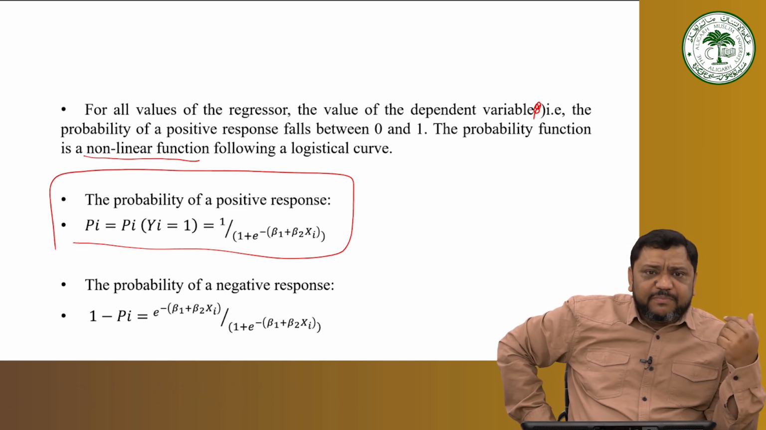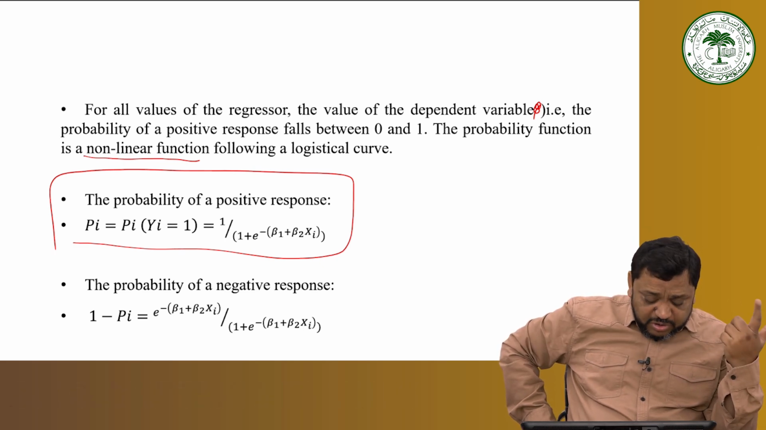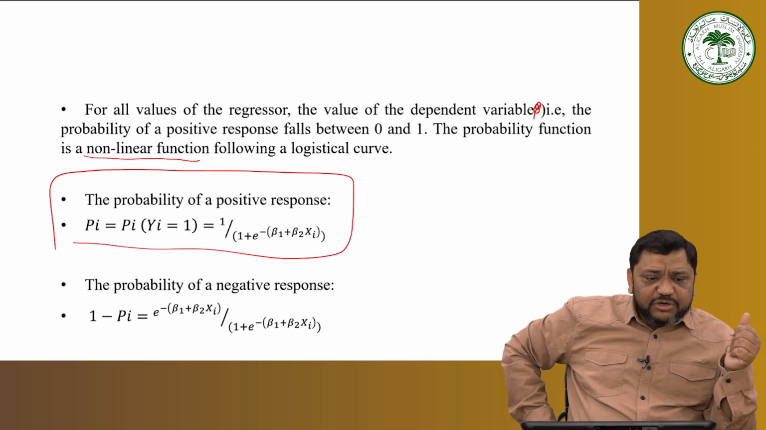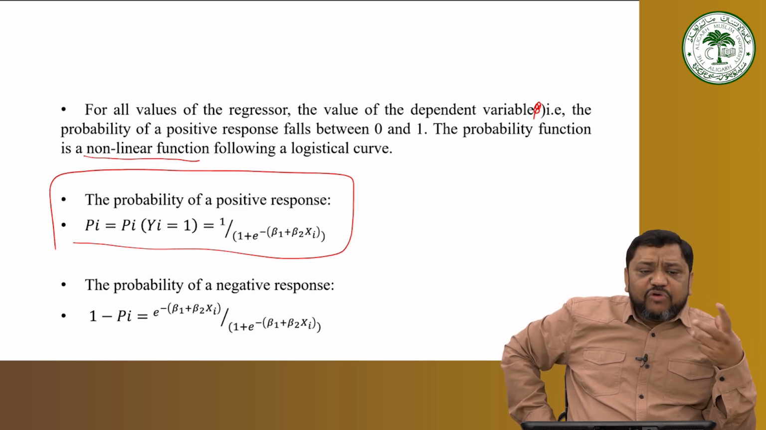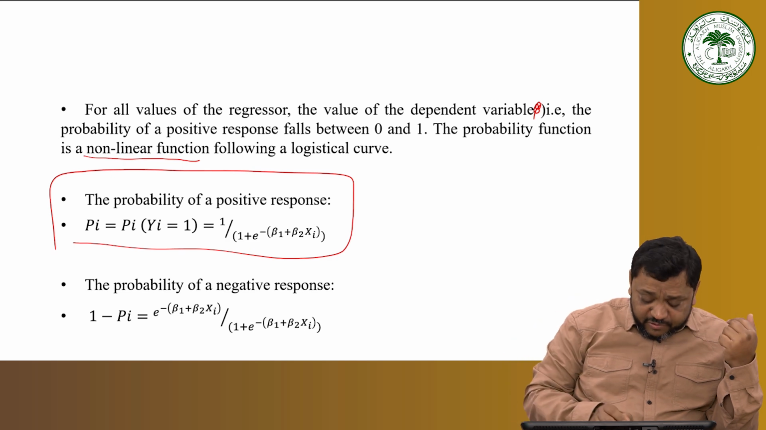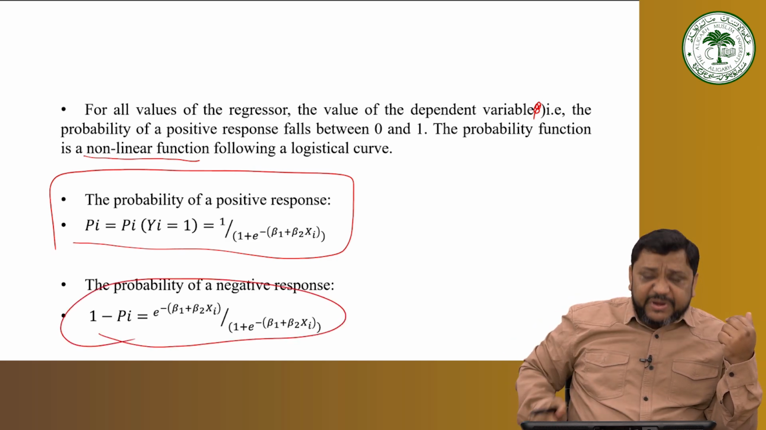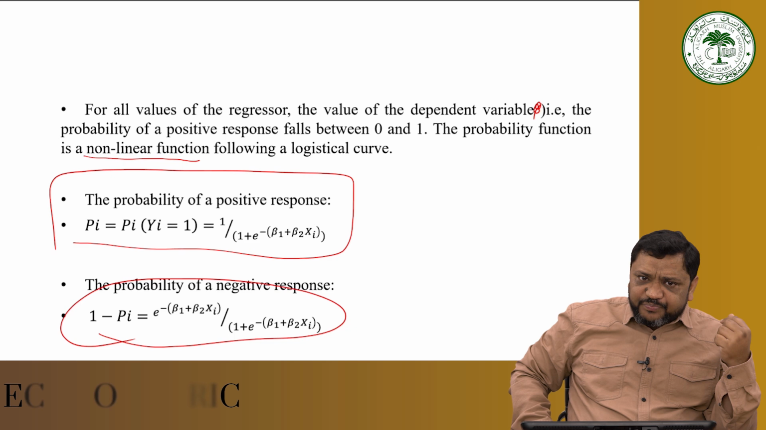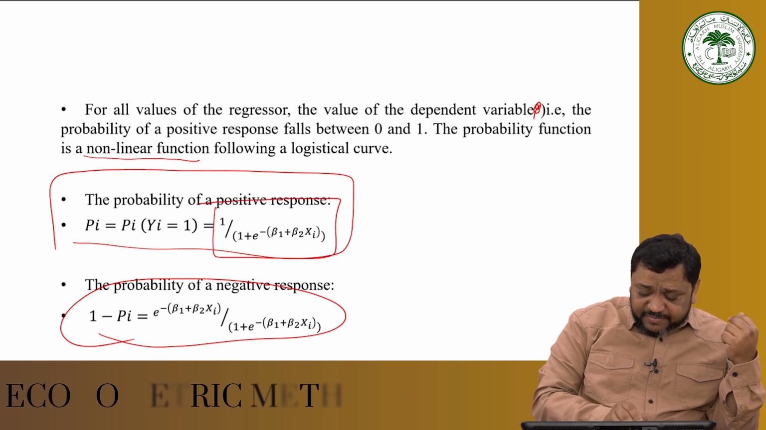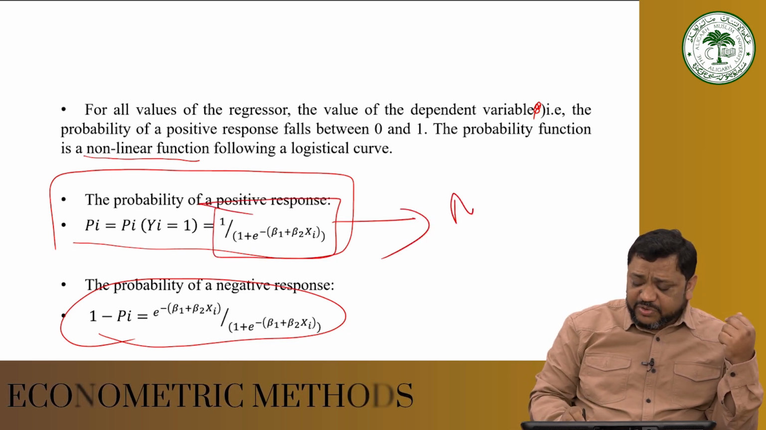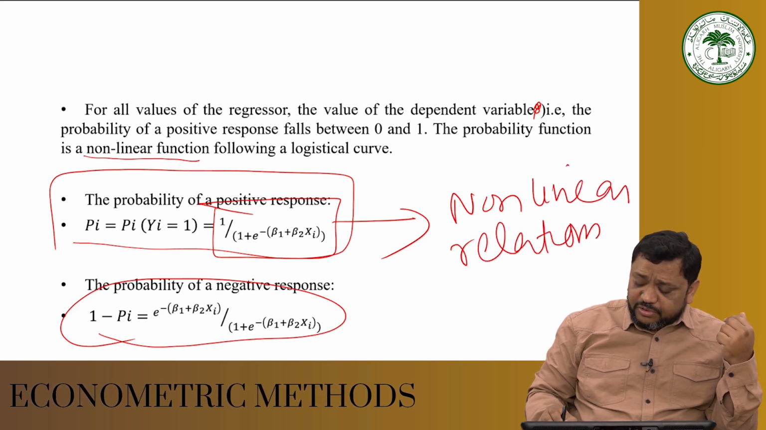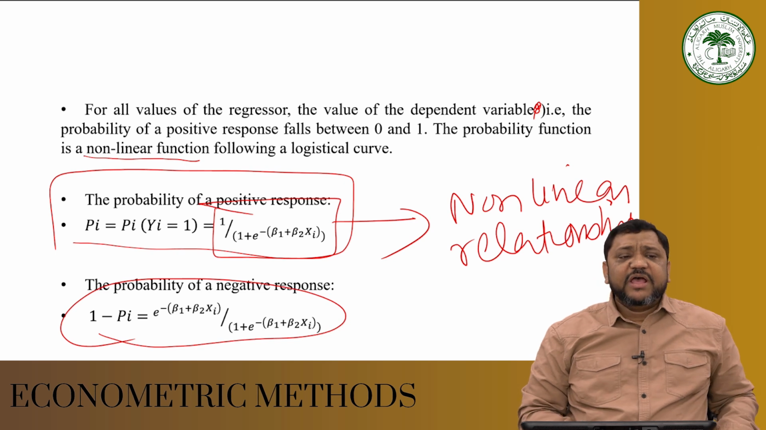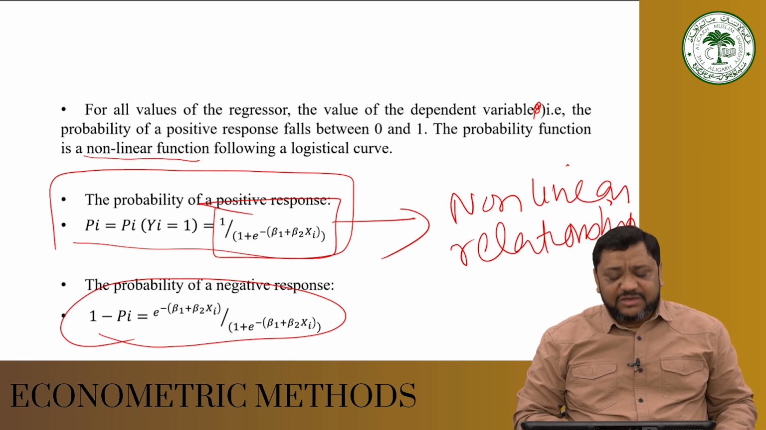Similarly, the probability of a negative response, 1 minus Pi, is equal to e raised to the power minus beta 1 plus beta 2 xi divided by 1 plus e raised to the power minus beta 1 plus beta 2 xi. So when we take a term like this, it gives a non-linear relationship. Our term over here shows a non-linear relationship.